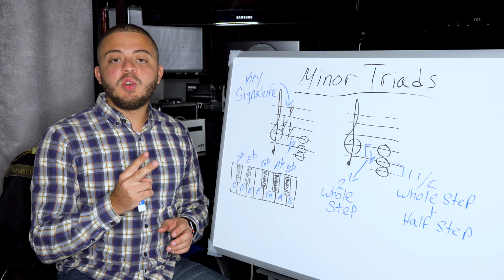There are 2 ways to build a minor triad. The first way is to look at the key signature of the chord you're on, in this case C minor, and check if there are any notes that need to be altered. In the key of C minor, we have B flat, E flat, and A flat.